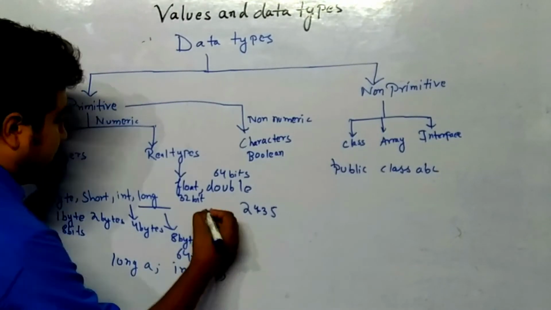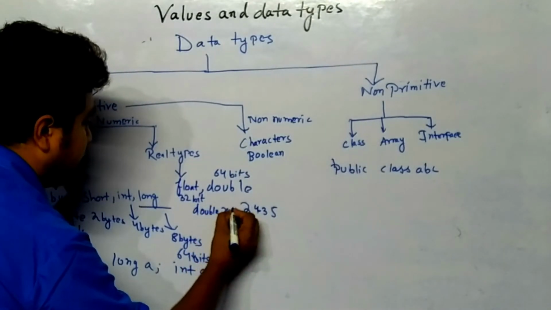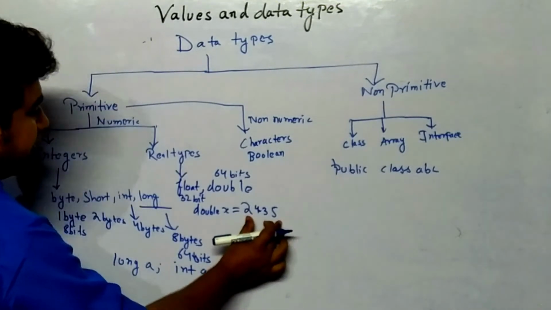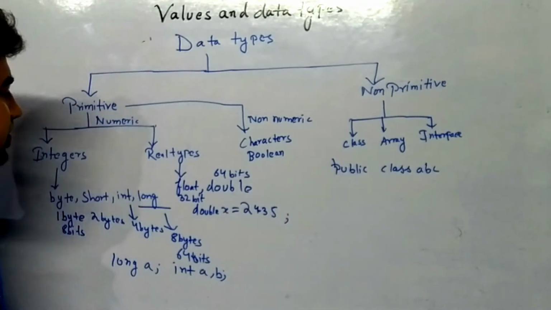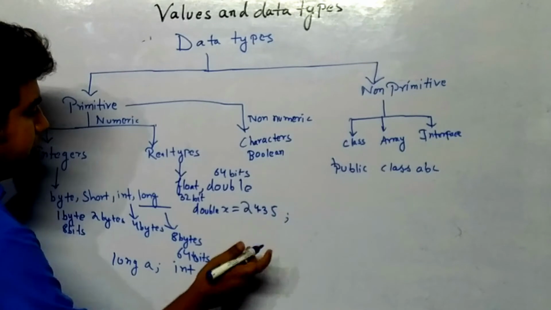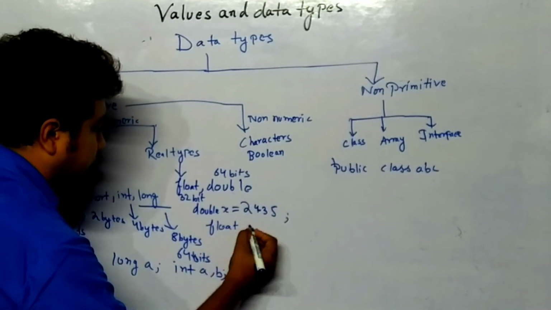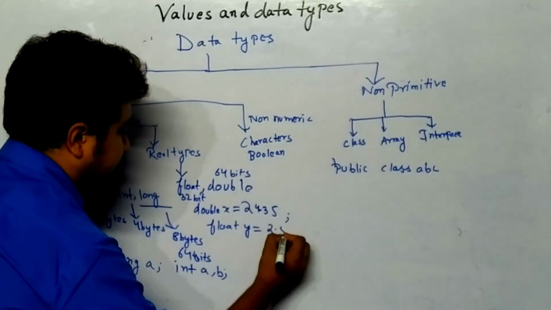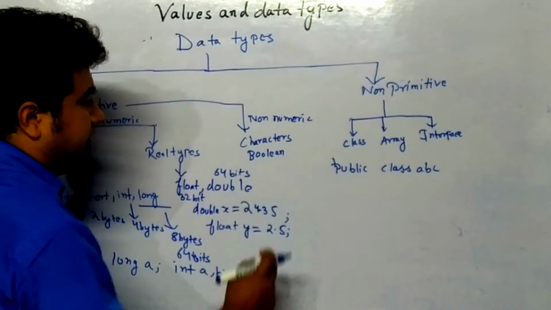So you can choose either double here, double x. Then you have to use the equal to operator as assignment. Assignment means this value will be stored in the x variable, and then you have to put a semicolon. So this is one example of initializing one variable of type double. If you want to initialize of type float, then float y is equal to, you can write here 2.5.